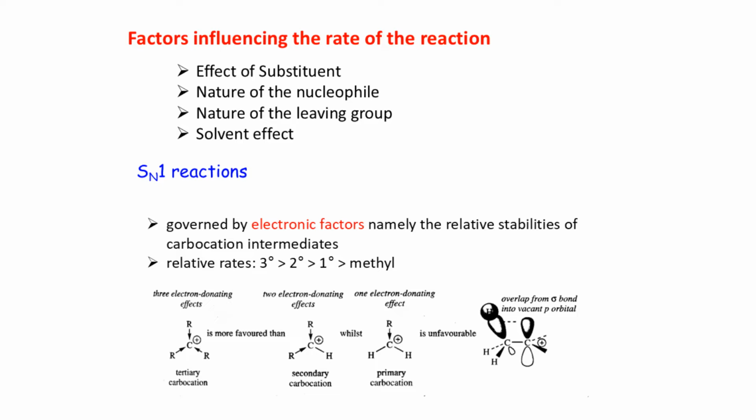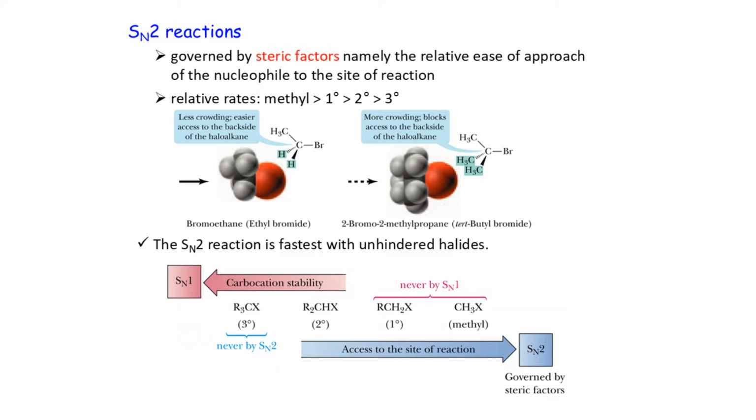Factors influencing reaction rates include the substituent, nucleophile, leaving group, and solvent effects. For SN1, electronic factors govern the stability of carbocation intermediates. For SN2 reactions, steric factors govern the ease of nucleophile approach. The reaction is fastest with unhindered halides.